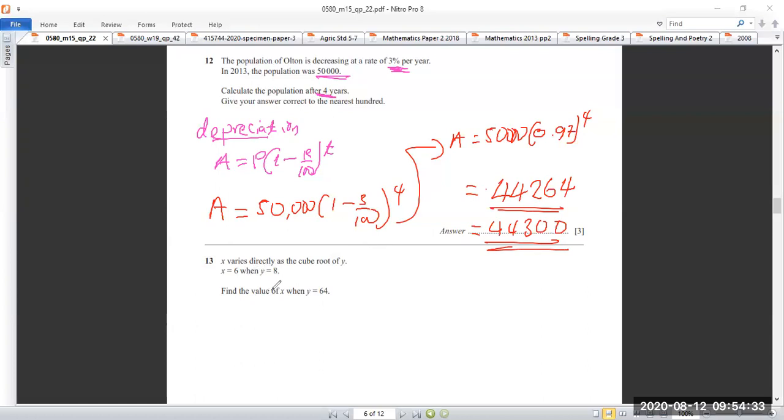Let's look at this question. We are told that x varies directly as the cube root of y. Therefore, x is equal to a constant k multiplied by the cube root of y.